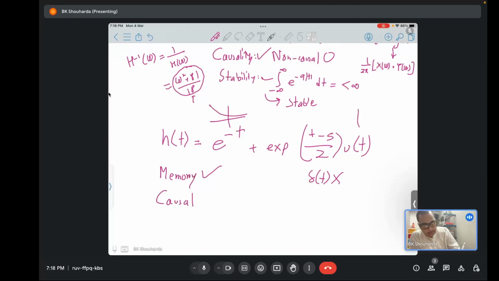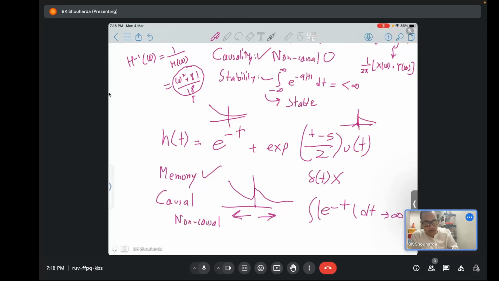And this one is an exponential which starts at u(0), so it will have some kind of a discontinuity, but it exists for negative and positive values. So this is non-causal. And you look at this, there's this e to the power minus t. Integration of e to the power minus t dt will give me infinity. So this is an unstable system.